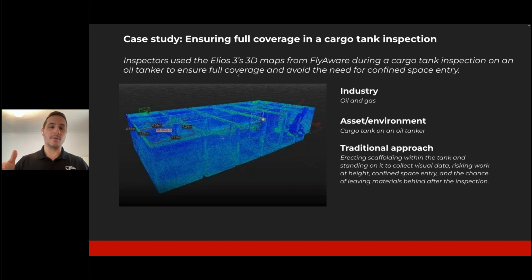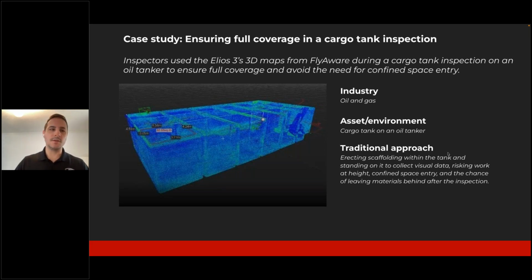Using FlyAware, you don't have to do that anymore. So the inspector can stay safely outside and know they're getting full coverage because they have a 3D map that shows the path the drone took. And it can even be used to meet rigorous inspection standards. So in this particular case study, there was a standard, or at least there was a requirement that full coverage could be demonstrated, and the Elios 3 and FlyAware was able to demonstrate that full coverage was achieved and keep that inspector safe.